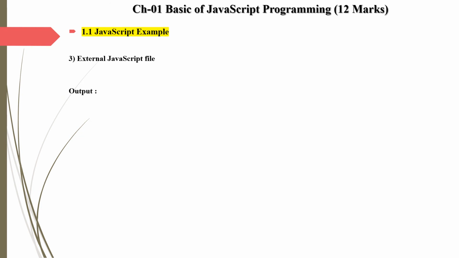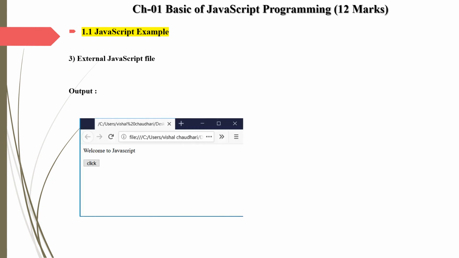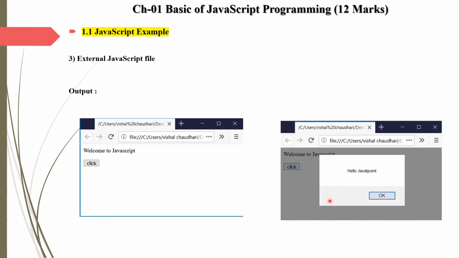So the output of the code is: first we display one web browser, and inside the web browser one string "welcome to JavaScript" is displayed, and one button is displayed. When you click on the button, one alert box is displayed. So the output is the same but the execution is different.